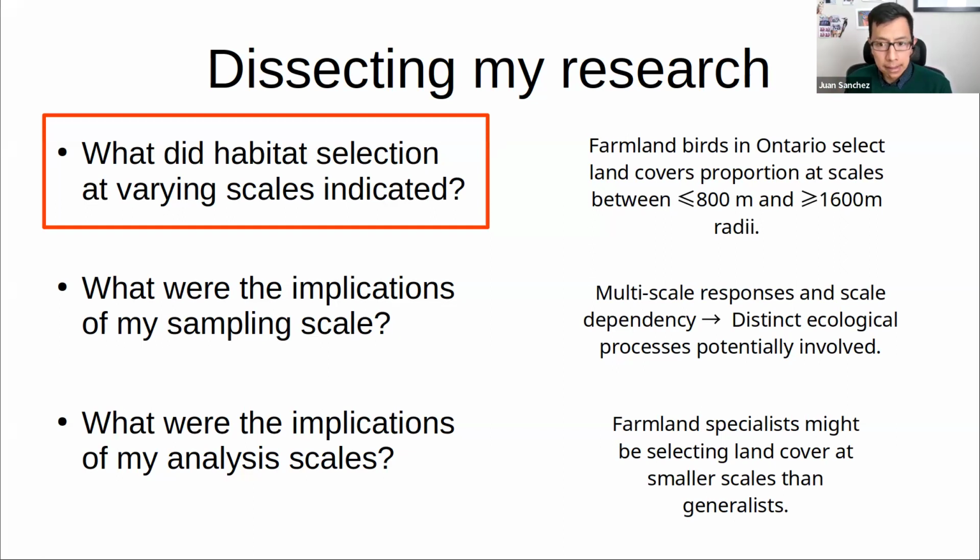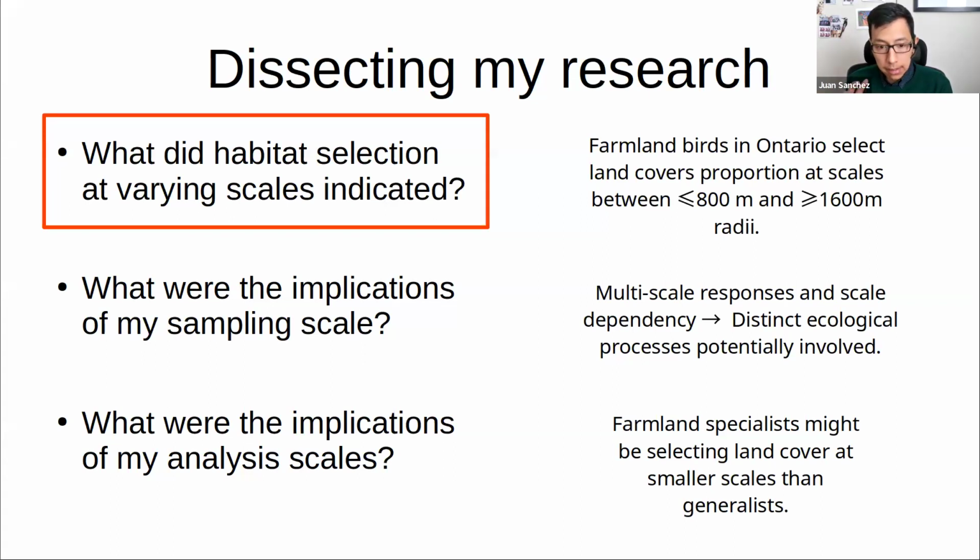And also, I observed that farmland specialists might be selecting land covers at smaller scales than generalists, which went against the idea that specialists tend to select larger areas. The idea behind this hypothesis is that as a specialist selects a resource that is scarce in the overall habitat or study area, they will have to explore larger areas to find the resources that they need. But in this case, what I found was that they selected the smaller scales.